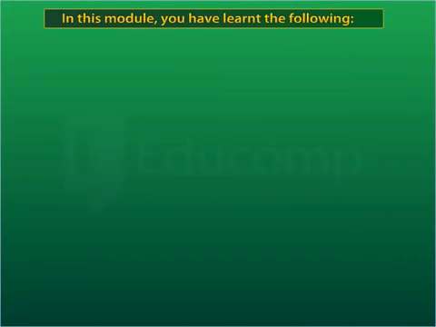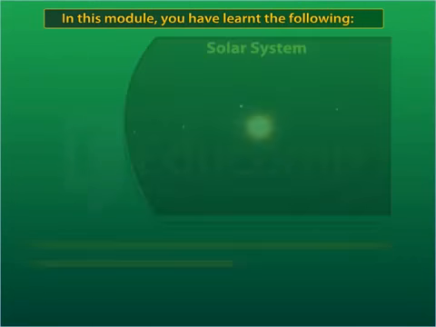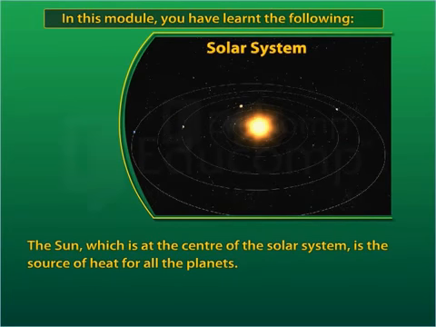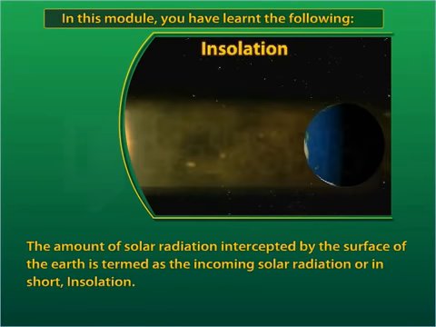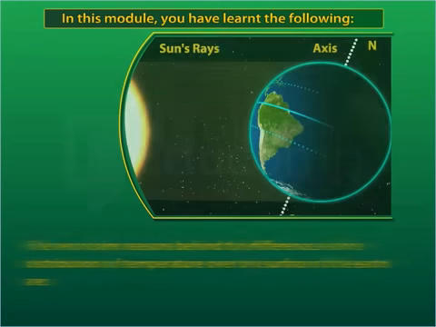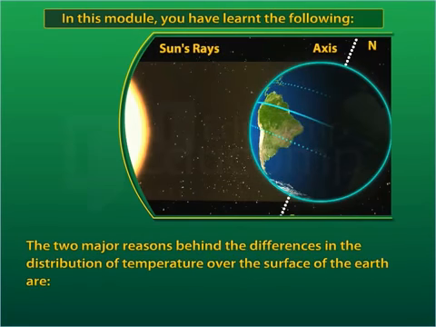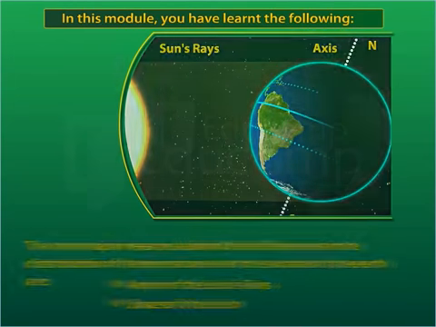In this module, you have learnt the following. The Sun, which is at the center of the solar system, is the source of heat for all the planets. The amount of solar radiation intercepted by the surface of the Earth is termed as the incoming solar radiation, or in short, insolation. The two major reasons behind the differences in the distribution of temperature over the surface of the Earth are angle of the Sun's rays, shape of the Earth.